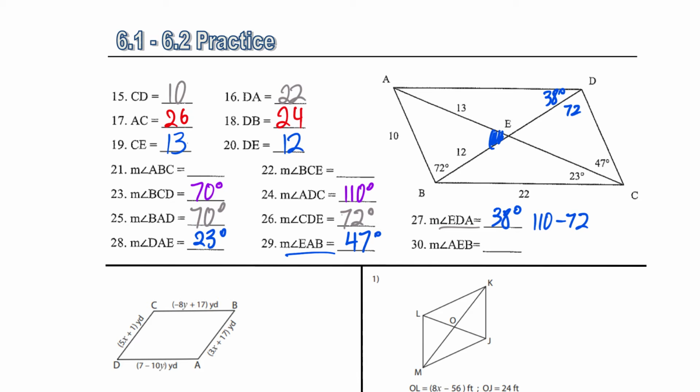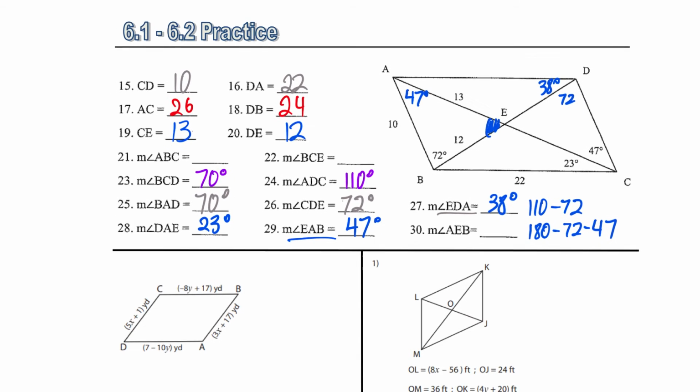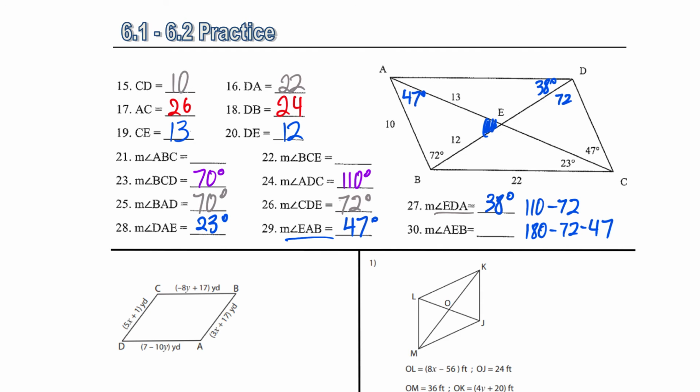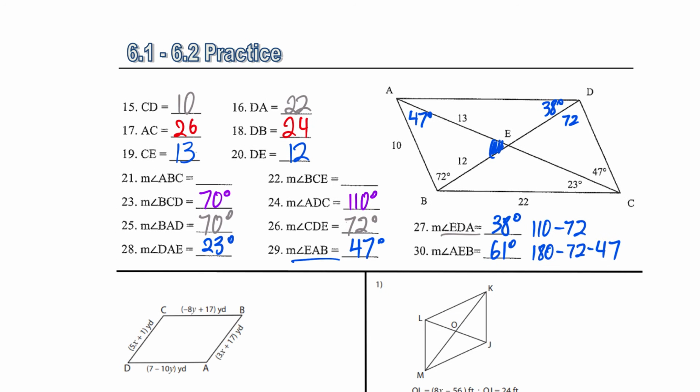Let me put this back. We know this one's 47. This is going to go to another fact. What do I know about the three angles of a triangle like this? They add up to 180, right? So if this is 72 and that's 47, I'm going to go 180 minus 72 minus 47 to find this missing angle. So 180 minus 72 minus 47. What does that give you? 61.